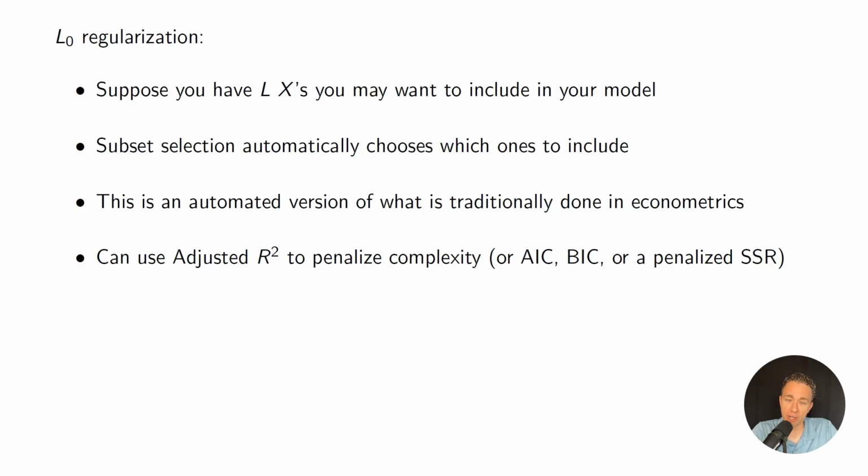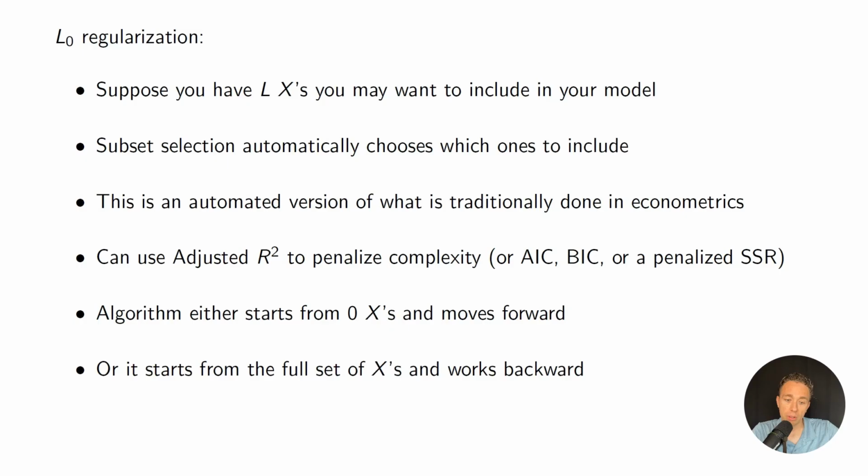If we were doing L0 regularization, we would probably be using either the adjusted R squared or some penalized version of the sum of the squared residuals to penalize the complexity. And there's two ways that we can do this algorithm. We can start with an empty set of covariates and build up the set that are included. Or we can start from the full set of covariates and pare it down until we get to the right amount. So these are called forward and backward stepwise regression.